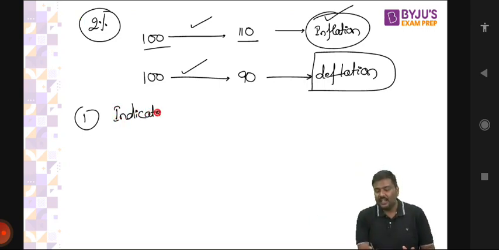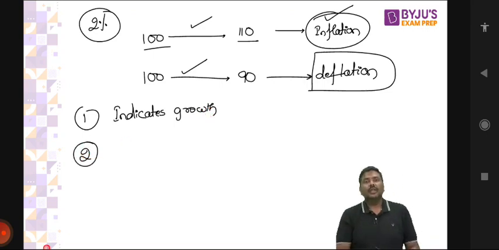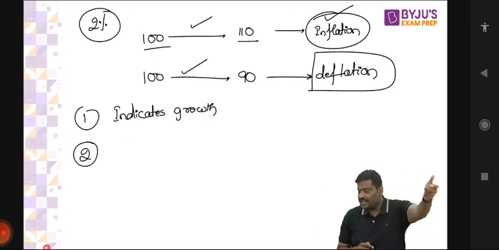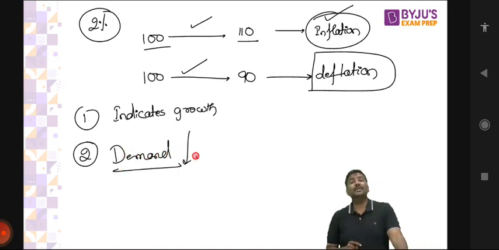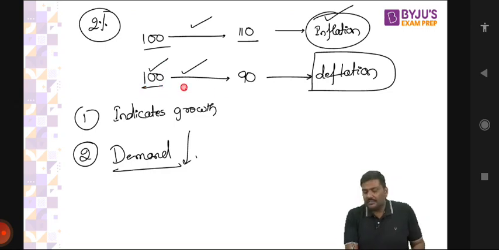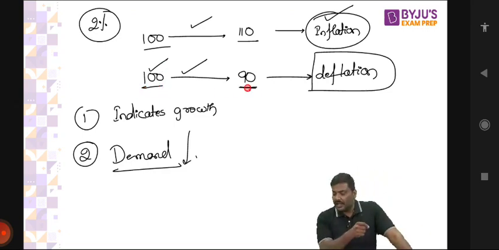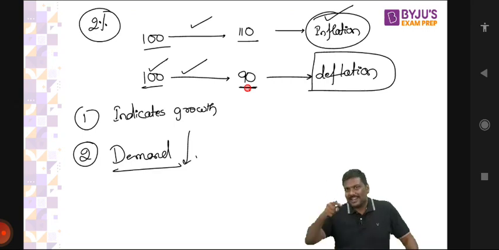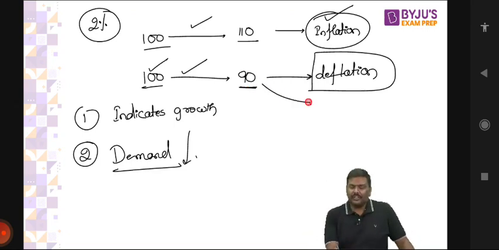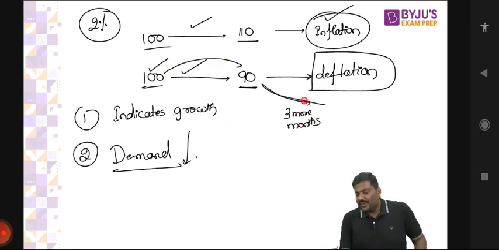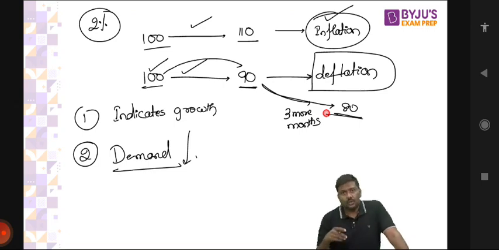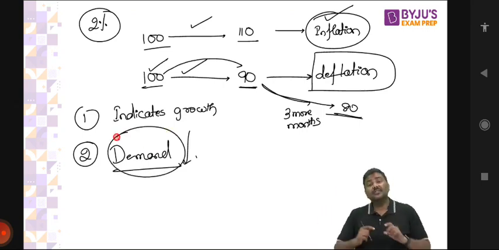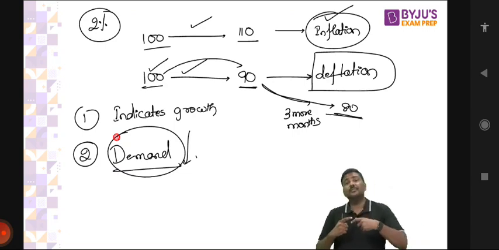Point number two. Instead of inflation, if there is deflation, is it good for the economy? Will it not have an impact on demand for goods and services? Imagine, from the last 1 year, the prices have fallen from 100 rupees to 90 rupees. Don't you think as a consumer, you would say, let me wait for 3 more months? Why? If the prices have fallen from 100 to 90, they could further fall to 80 rupees as well. So what will happen? Demand for goods and services will be postponed. Is it good for the economy? Absolutely no.